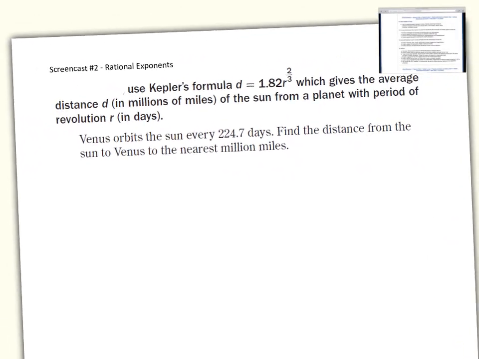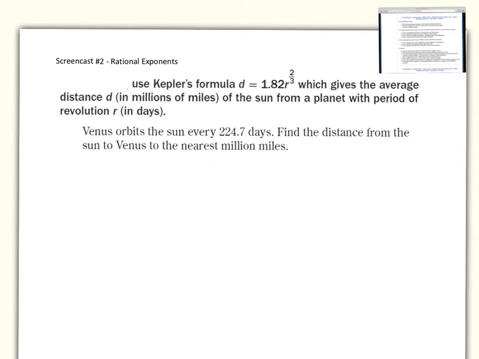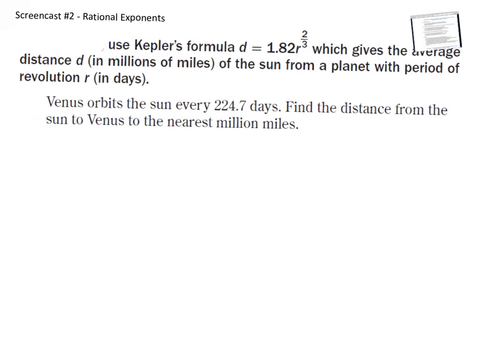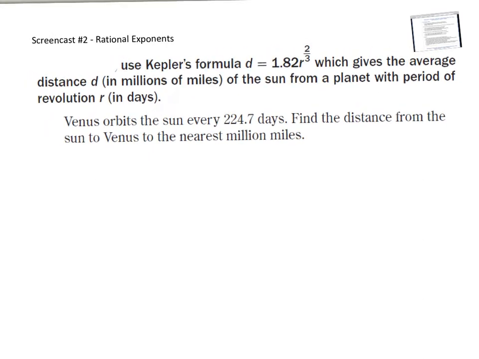Here's the first problem that I'm going to present to you, and I'm going to help you to solve. It says to use Kepler's formula, which gives the average distance, d, in millions of miles of the sun from a planet with a period of revolution r in days. This one has to do with exactly what Kepler was studying, planetary motion of celestial bodies. So let's do this. The formula is d is equal to 1.82 times r to the 2/3 power. That is very important information. Let's write that down because it is a formula. D is equal to 1.82 times r to the 2/3 power.